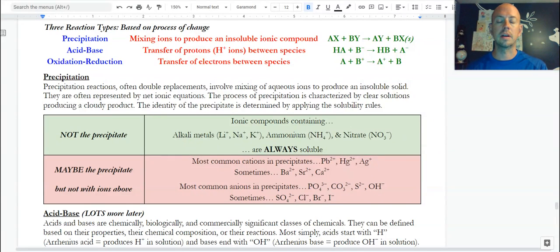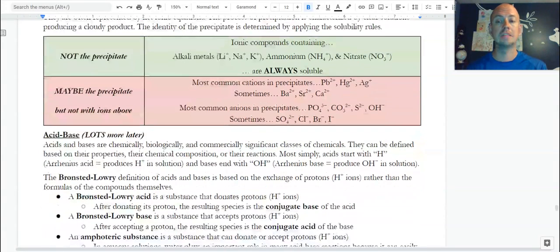As it says up here, acid base is defined by the transfer of protons. And acids and bases are super important chemically, biologically, biochemically, commercially. Even before chemistry class and way before AP chemistry, you had heard of acids and bases and probably neutralization.